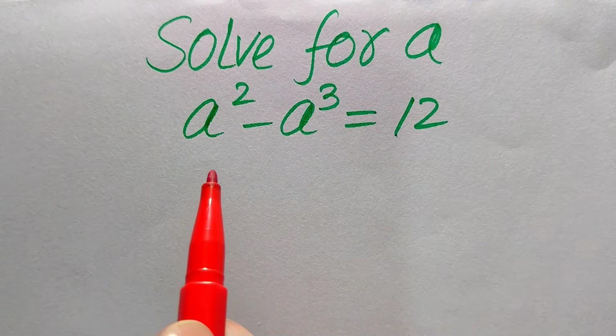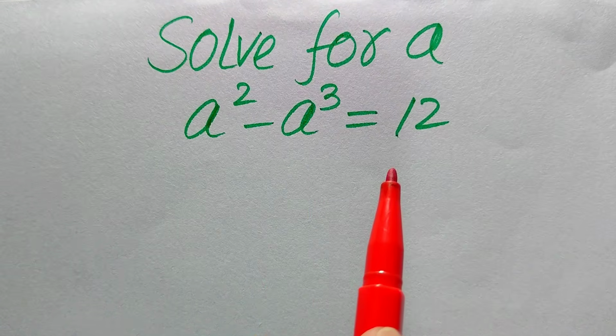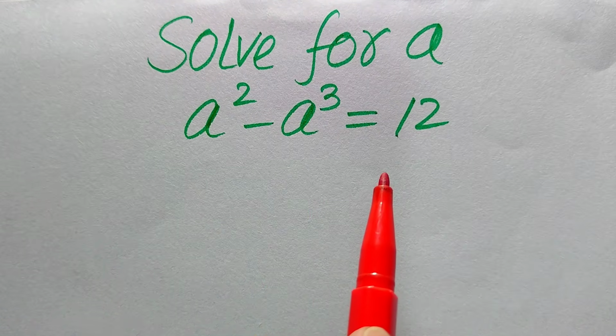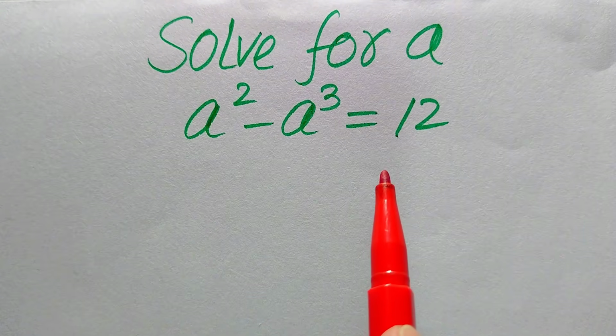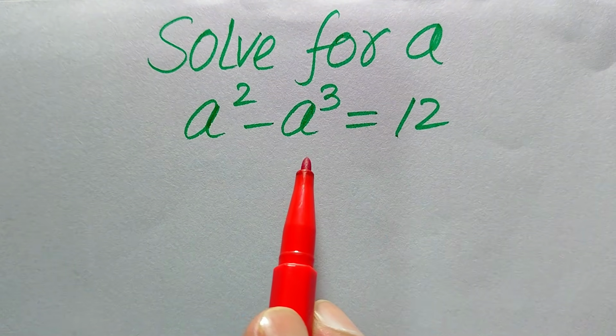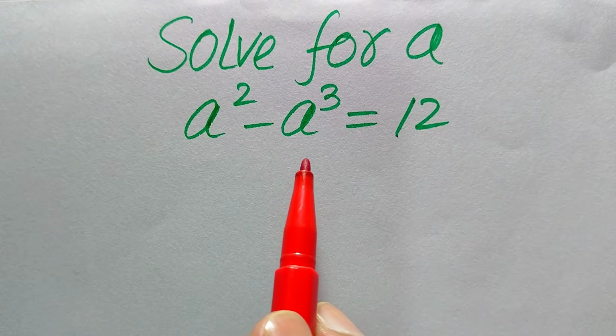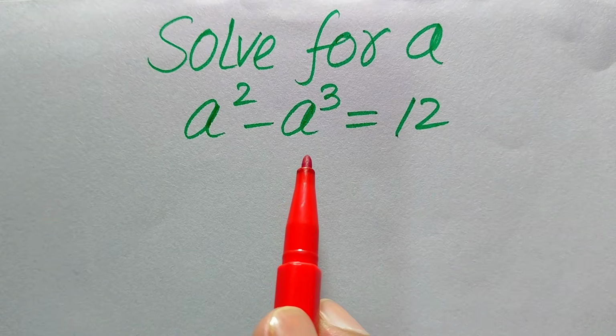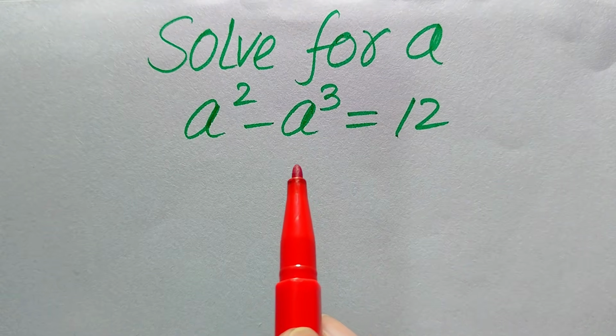So here we have a squared minus a cubed equals 12, and we solve this problem for all the values of a. So we find all the roots of this equation, and for this you see that this is a cubic equation. It means that this equation has 3 roots or fewer. So we need to find all the roots of the given equation.